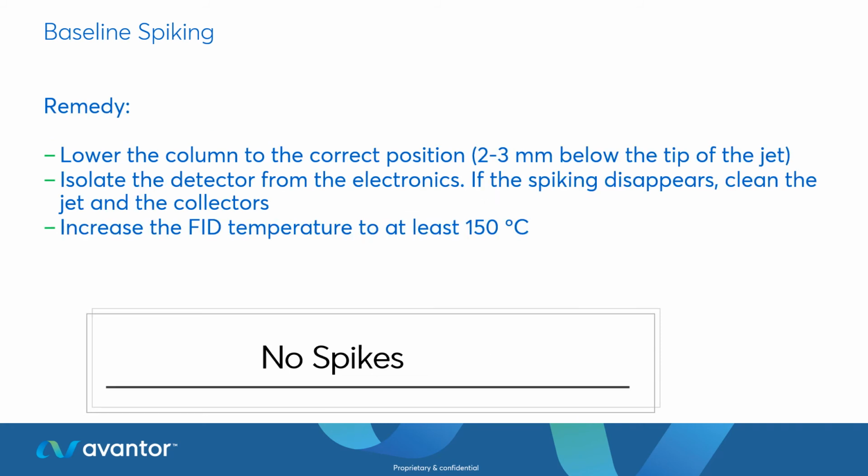In terms of how we address that, we could look to make sure that we insert the column into the correct positions, and typically this will be 2 to 3 millimeters below the tip of the jet, and with most manufacturers pushing the column up until you get a degree of resistance and then pulling back a couple of millimeters will suffice in this area. It's also feasible that cleaning the jet and parts of the detector can also help as well. And then finally look to increase the FID temperature to at least 150 degrees C.